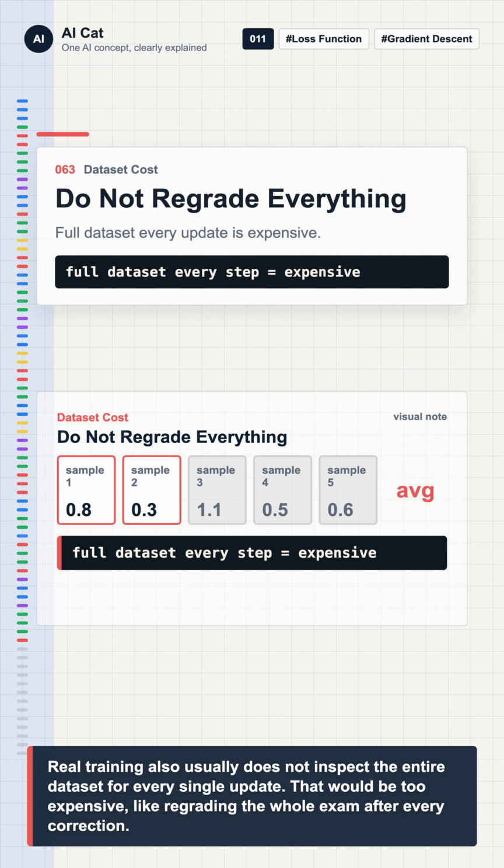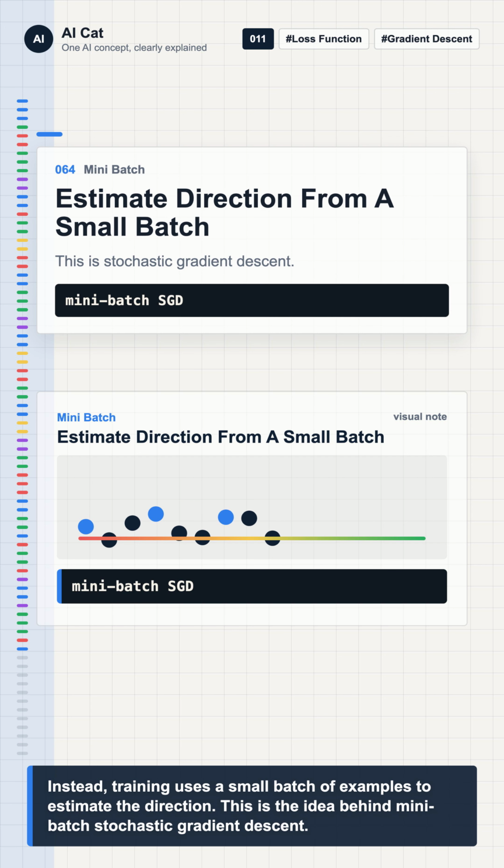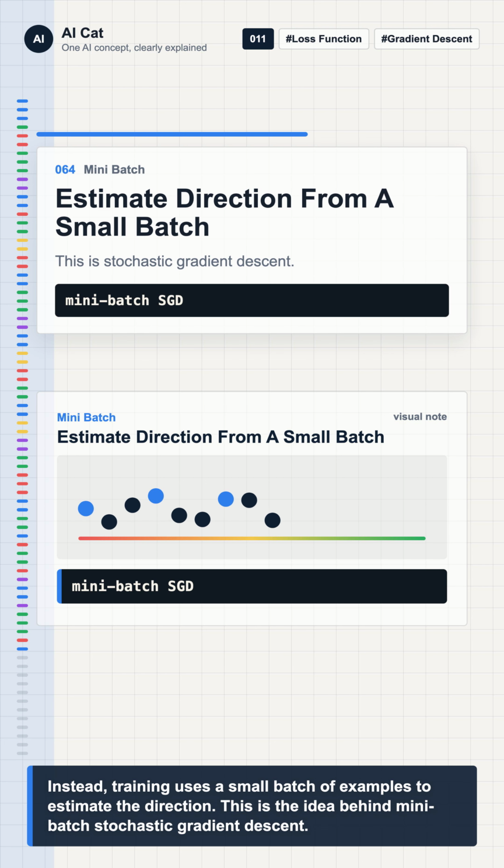Real training also usually does not inspect the entire dataset for every single update. That would be too expensive, like regrading the whole exam after every correction. Instead, training uses a small batch of examples to estimate the direction. This is the idea behind mini-batch stochastic gradient descent.